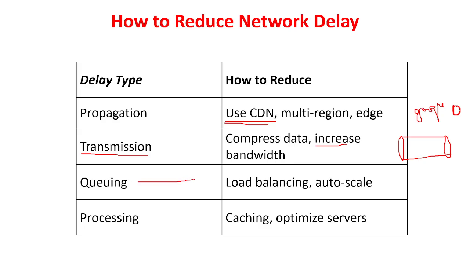Next one is the queuing delay. As we all know, in distributed systems, we manage the queue using load balancing and auto scaling. In the same way, we can manage the data packets and reduce the time they spend in the queue before getting transmitted into the actual layer. So we can use load balancing and auto scaling. And for processing delays, we can use caching and optimize the servers, so that the node need not recompute the packet again and again. If we cache the results, it will reduce the network delay to a drastically low point.